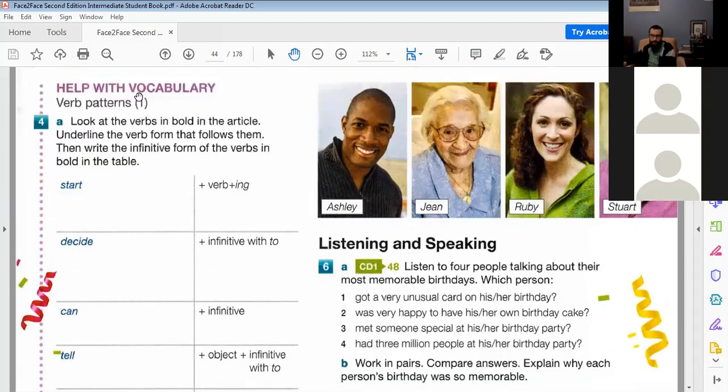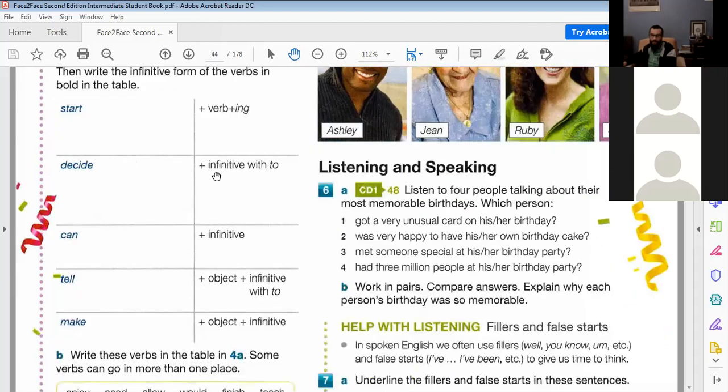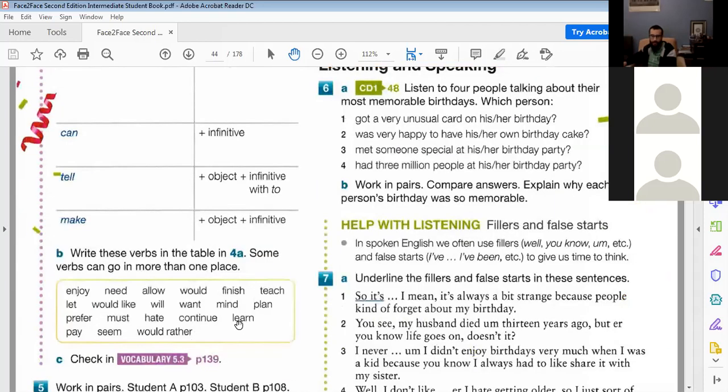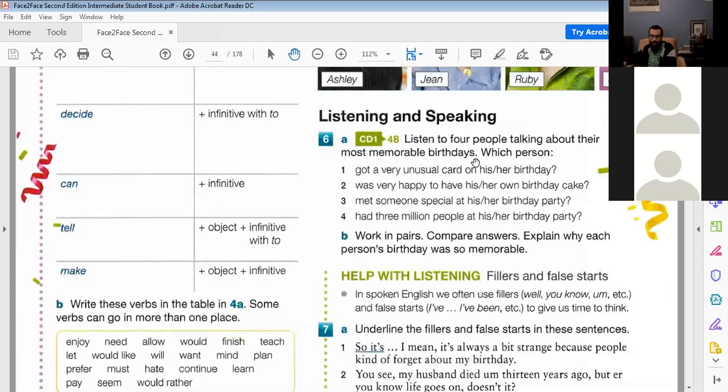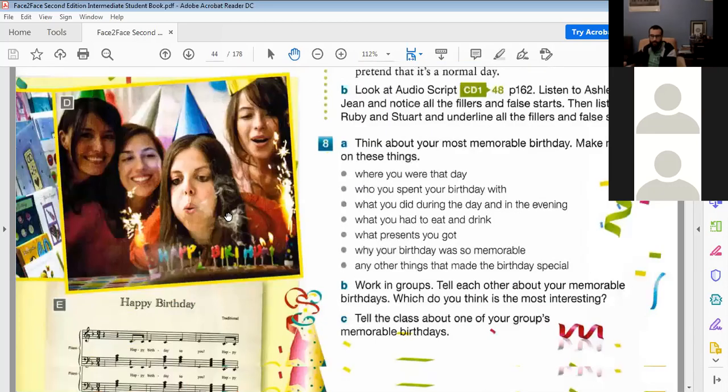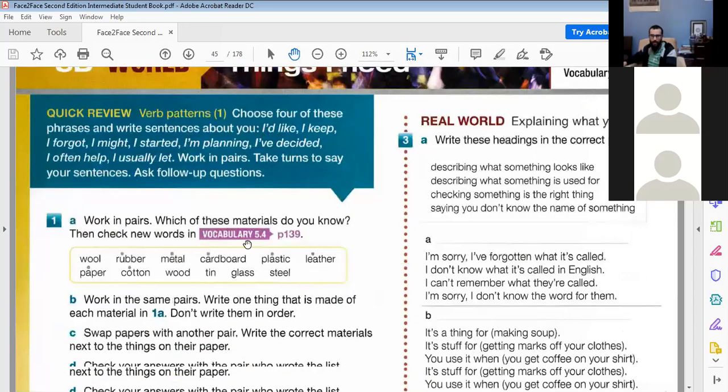So we'll talk a little bit about this. It's not hard, but you know, it's detailed. But it's very, very useful. If you understand it, it will help you a lot in your vocab. So we'll do this. We'll do a bit of listening and we'll talk about birthdays. This is our topic for Saturday, okay?